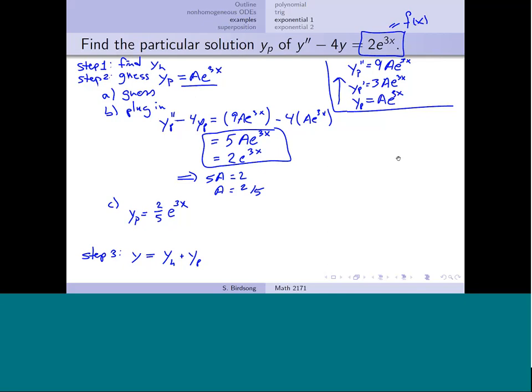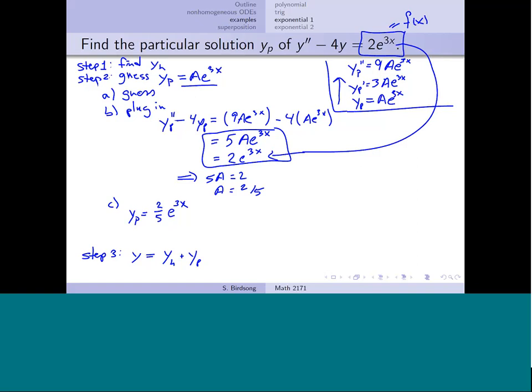2e to the 3x, where, oh, here? That guy? Okay, so that came directly from your non-homogeneous part. So remember what we were trying to do? We were trying to plug into our equation. So what you can do is put it in a slightly different format.